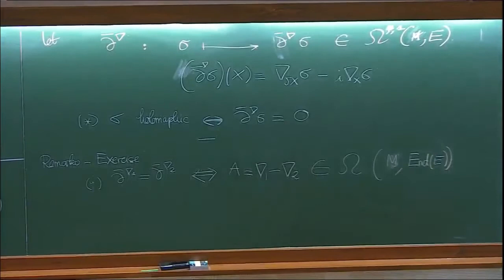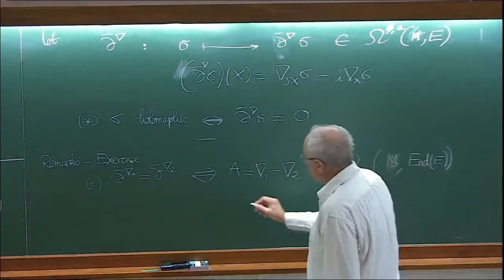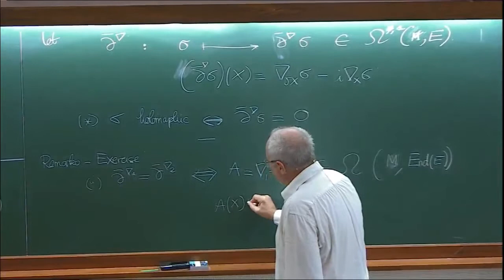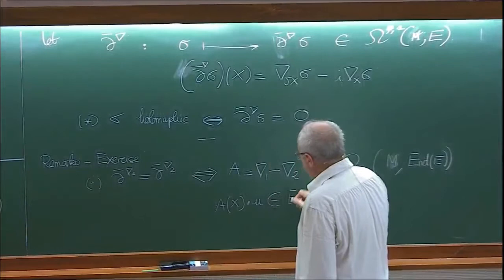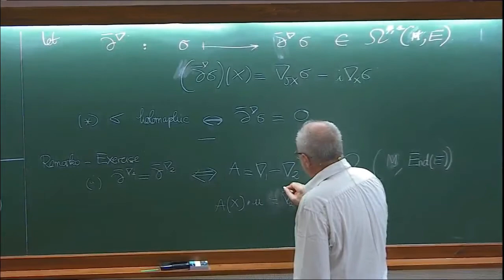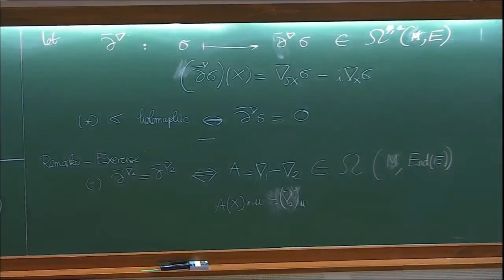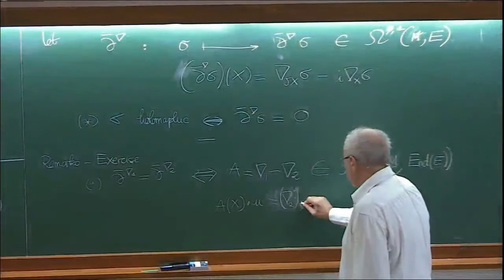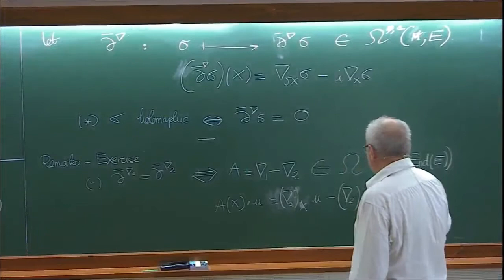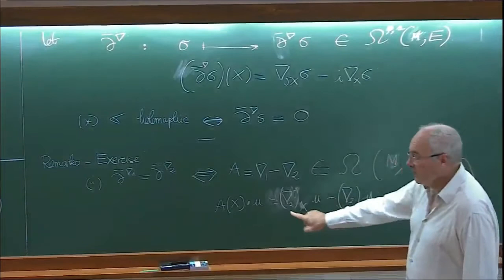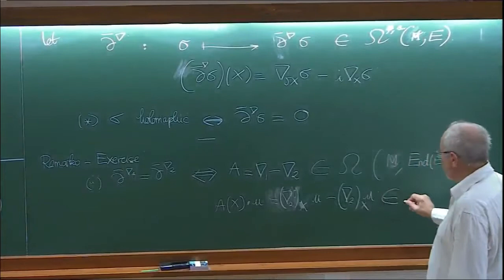So how is it defined? Let's see what it means precisely. If I take A of X applied to U, this belongs to EX. So this is Nabla 1 of X applied to U, minus Nabla 2 of X applied to U. I should have known since about 30 years that you never put subscripts for connections. So you extend U as a section, and you make the difference of this object. And this object is, of course, a vector in EX.